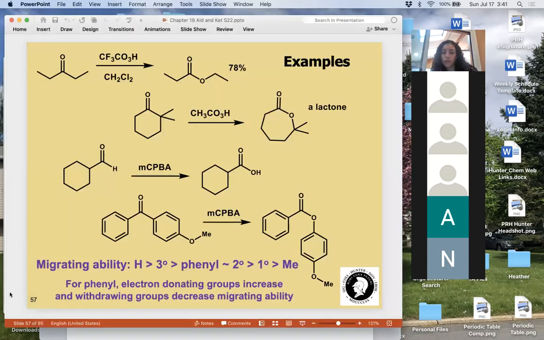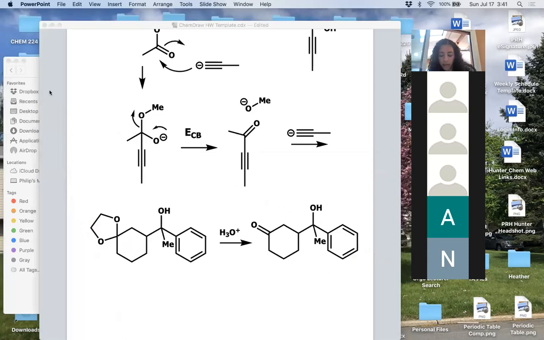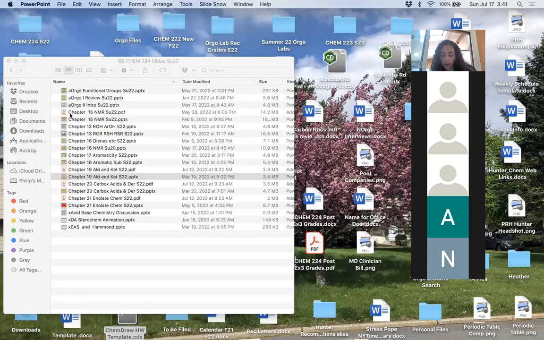Okay, got you. All right, yeah. I didn't realize that, because in the textbook they didn't really make a difference between the ketone and the aldehyde. They just kind of made it seem like it would be the same outcome. And so that's where I got a little bit confused.